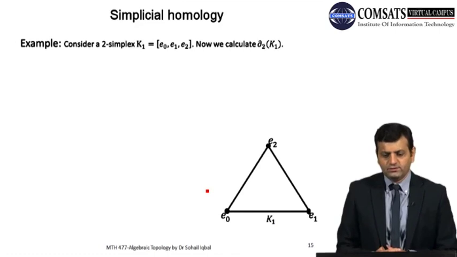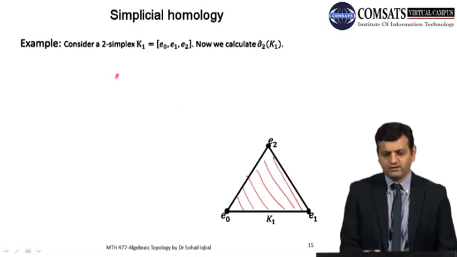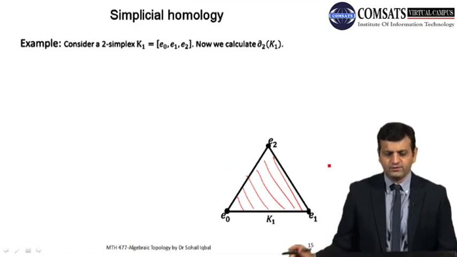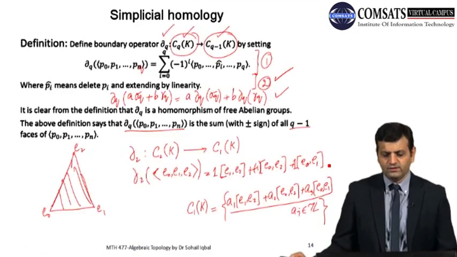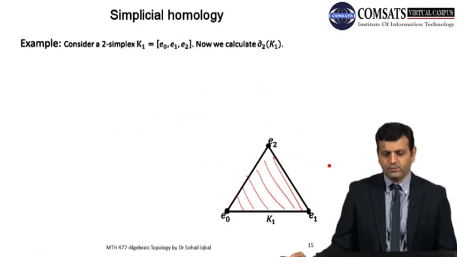Now consider this 2 simplex. We have already calculated this example. So calculate this boundary operator of K1. In this case we have taken this to be a solid triangle, and we have already seen how to calculate it. So it's an exercise for you to write down these outlines in a proper way.